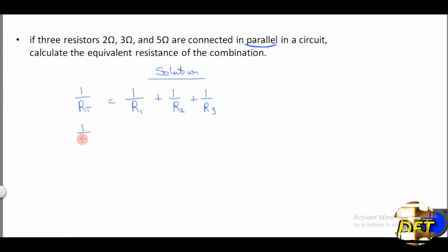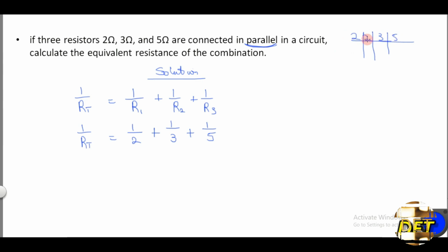So 1 over RT will be equal to, my R1 is 2 ohms, which is what I have here. So that's 1 all over 2 plus R2 is what? 3 ohms. So that's 1 all over 3 plus my R3 is 5 ohms, plus 1 all over 5. So the next thing I want to do is to look for the LCM of 2, 3, and 5, right? So let's look for the LCM of 2, 3, and 5.